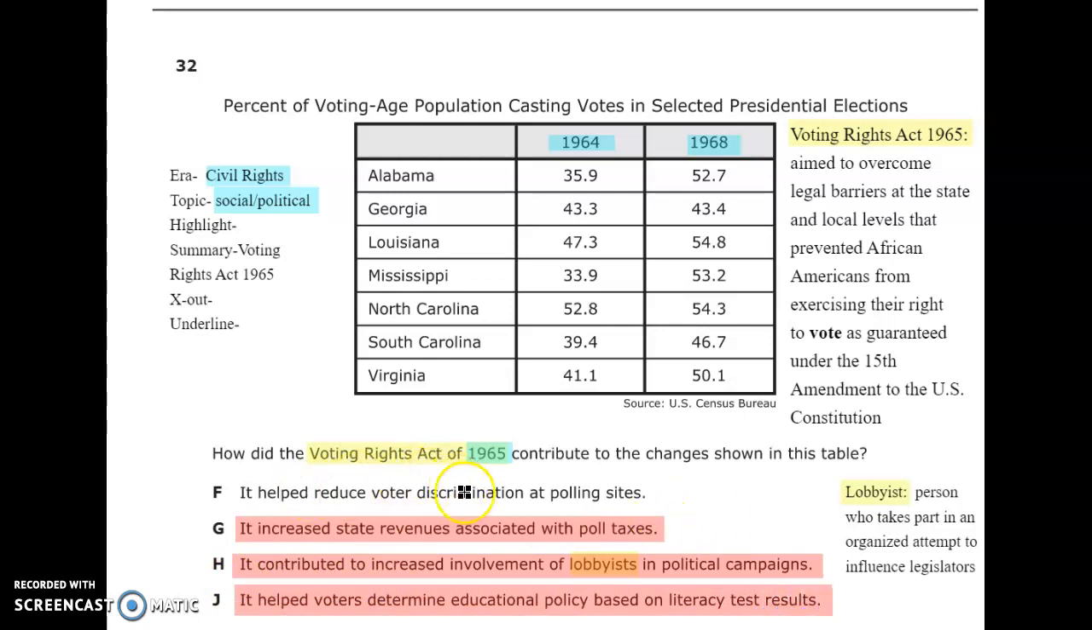J, it helped voters determine educational policy based on literacy test results. The Voting Rights Act of 1965 had nothing to do with, nor did it add any educational policy based on literacy test results. There's no literacy test results with voting.